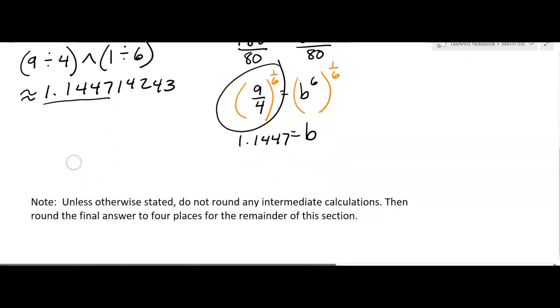A note, the book states this, and I want to bring it out. It says, note, unless otherwise stated, do not round any intermediate calculations. So like when we were doing this part, we're not rounding that off, or this part. And then round the final answer to 4 places for the remainder of this section where we're working with exponential functions. I will tell you though, when we're working with money, we go to the nearest penny.